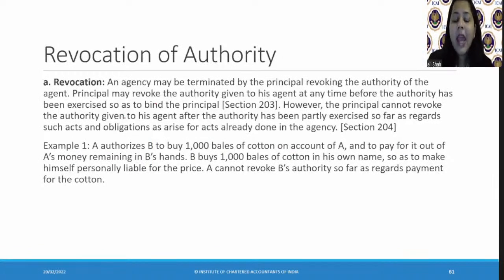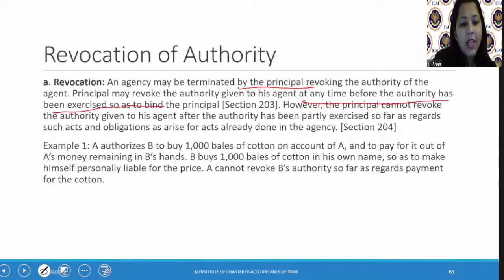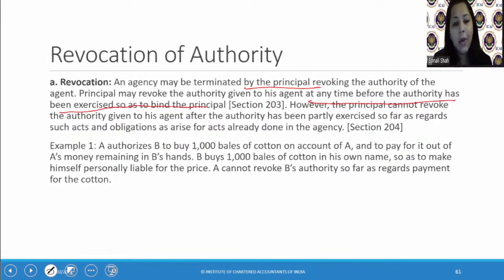So an agency may be terminated by the principal revoking the authority of the agent. And when and how can he revoke the authority? He can revoke the authority at any time before the authority has been exercised so as to bind the principal. However, the principal cannot revoke the authority given to his agent after the authority has been partly exercised, so far as regards such acts and obligations as arise from acts already done in the agency.